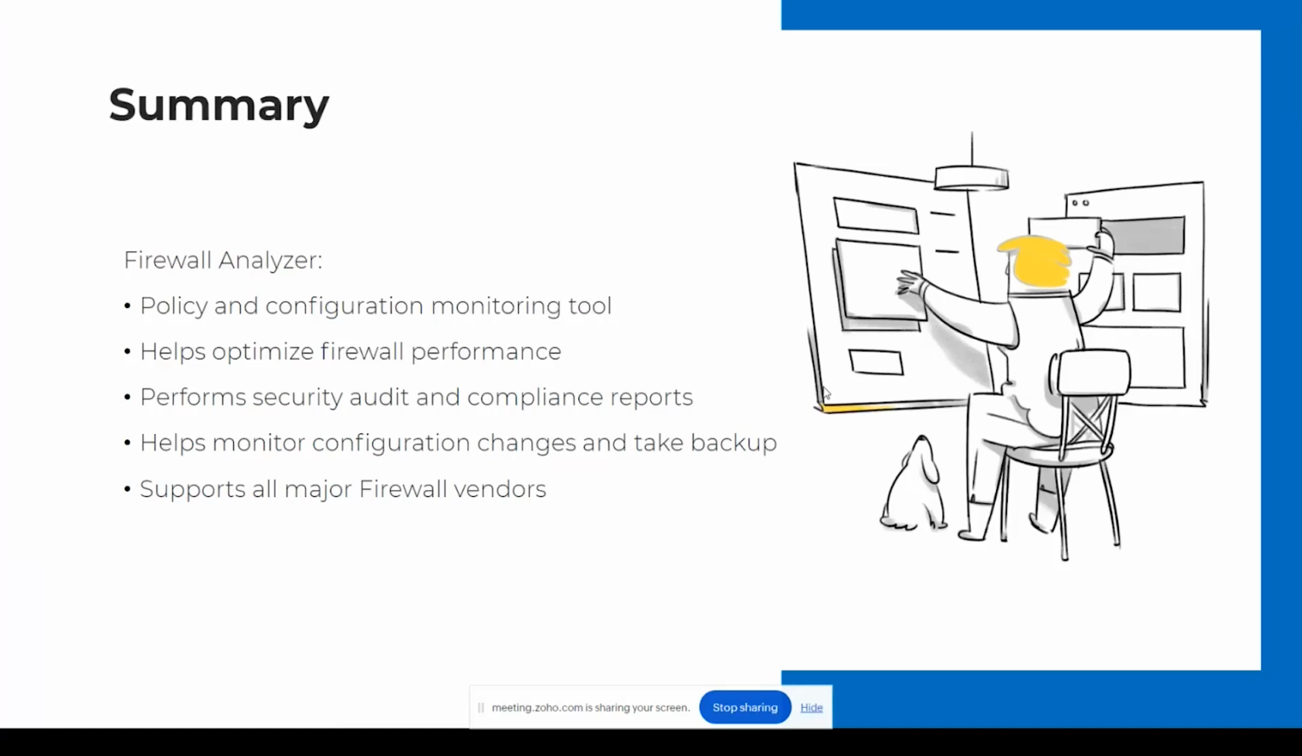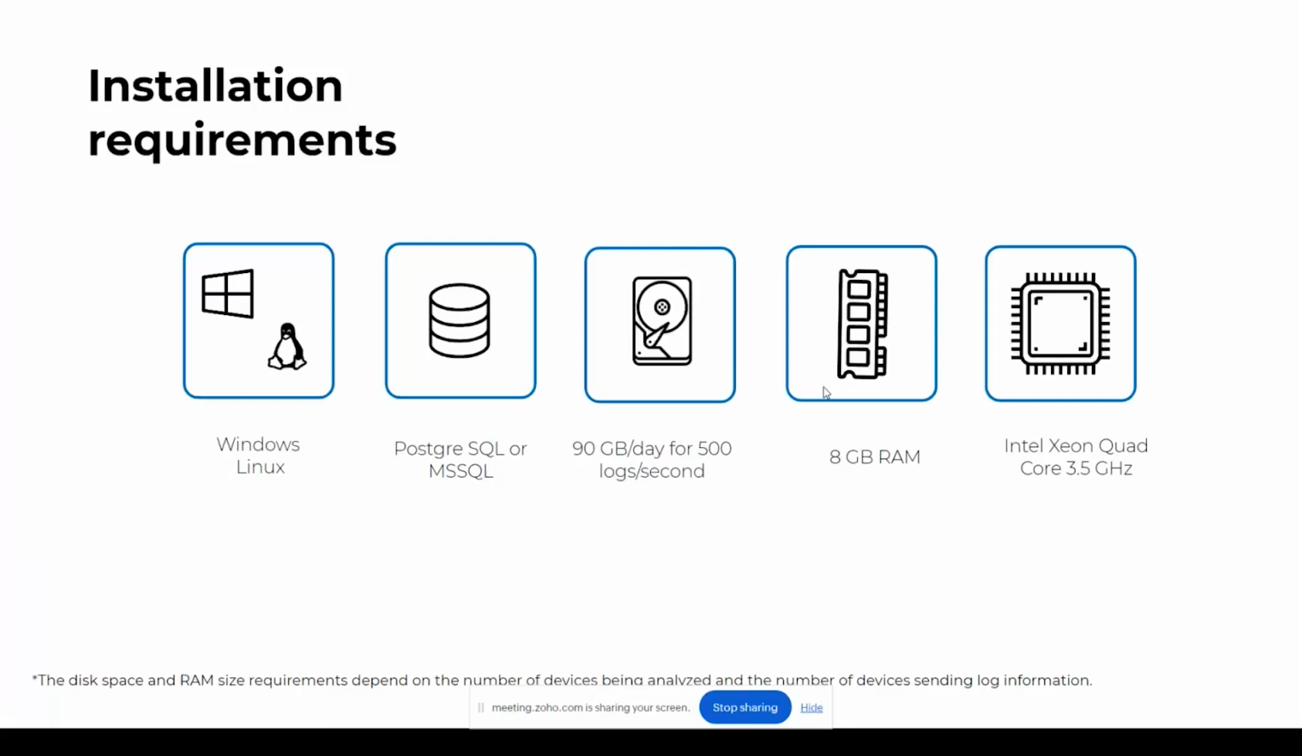In the next section, you can see the basic installation requirements. Firewall Analyzer can be installed on a Windows or a Linux system, and all the syslogs received by Firewall Analyzer are stored in the PGSQL database by default. However, you can also configure them to be stored in your MS SQL database. The disk space and the RAM mentioned in this slide are the minimum requirements, and they may vary depending on the number of devices being analyzed and the number of devices sending log information.